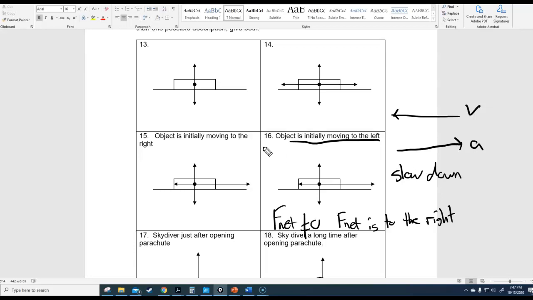Okay, so this object is accelerating. Specifically, it's going to slow down, but it's going to keep moving to the left. It's just going to slow down.